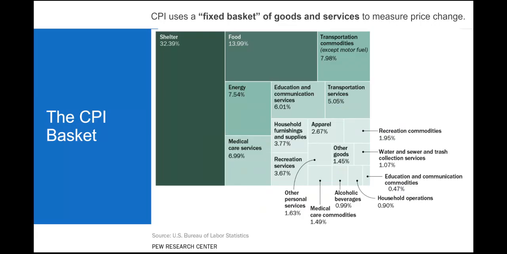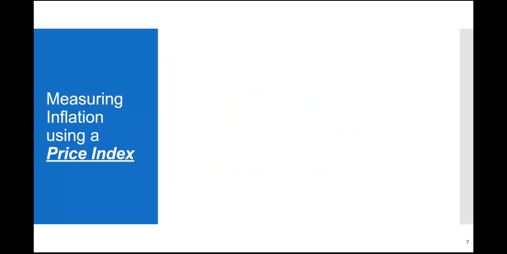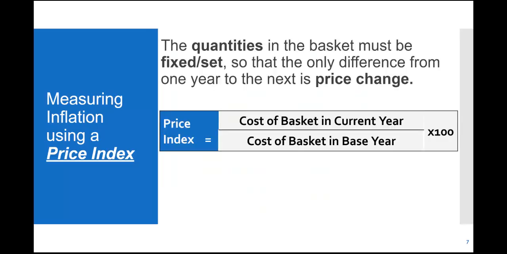But they literally go through thousands upon thousands of items, and they track each item and put each item into the basket and then weight those items appropriately based on how much of our money is going to these items, so that we can see how the basket of goods that people buy over time changes. So the number one most important thing about the CPI is that the quantity of goods in the basket never changes, so that the only thing that changes from one year to the next is price.